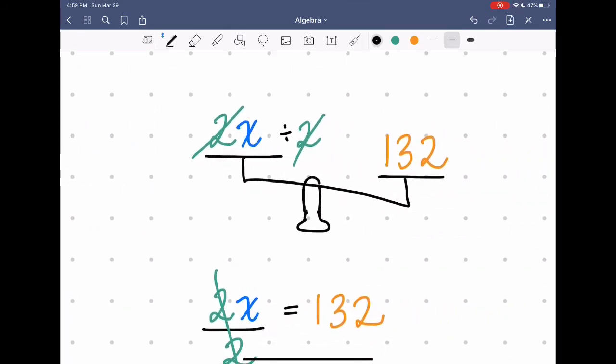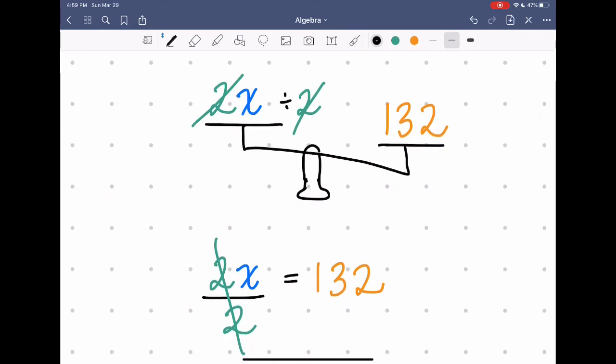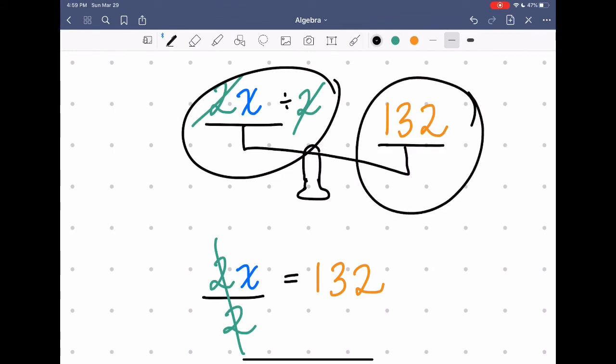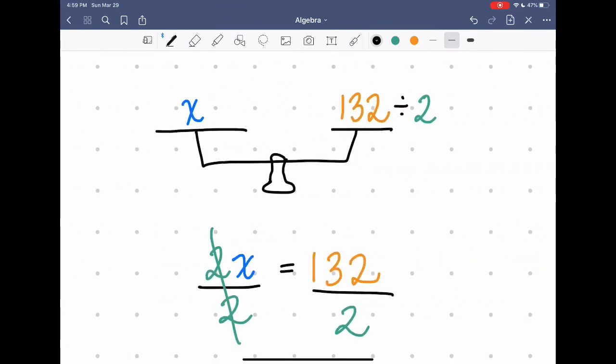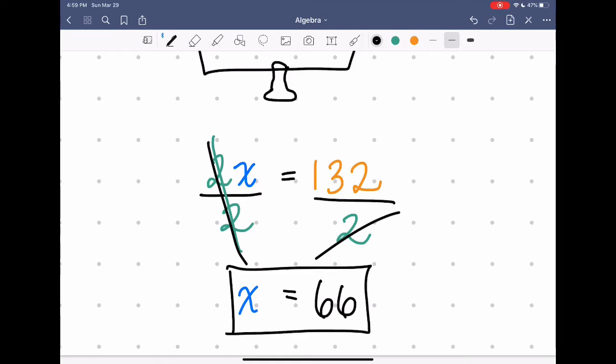So when I divide by 2, that gets rid of the 2 on the left, but it makes my scale unbalanced. So I'm going to have to do something to the right side to make this scale balanced. If I divided by 2 on the left, I'm also going to have to divide by 2 on the right. So over here, I divide by 2 on the right. And then my equation, after dividing by 2 over here, dividing by 2 here, I get x equals 66. And that would be my final answer.